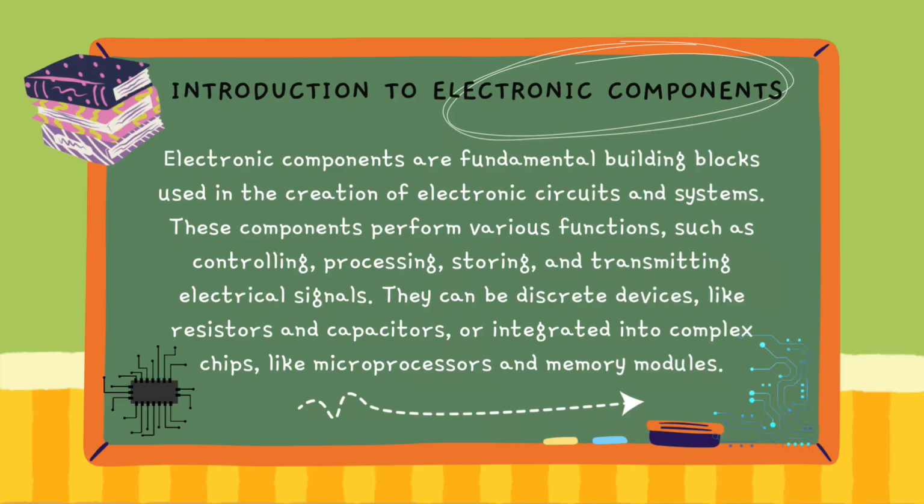Now, let's move to the electronic components. Electronic components are fundamental building blocks used in the creation of electronic circuits and systems. These components perform various functions such as controlling, processing, storing, and transmitting electrical signals. They can be discrete devices like resistors and capacitors or integrated into complex chips like microprocessors and memory modules.